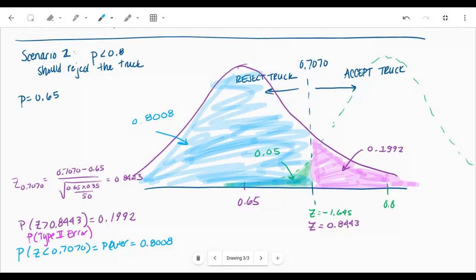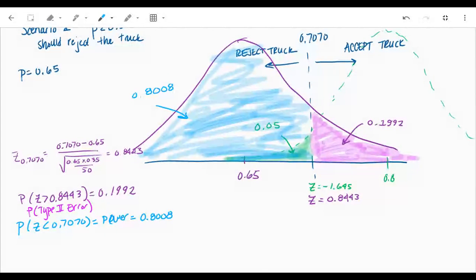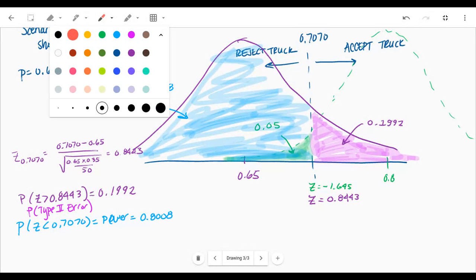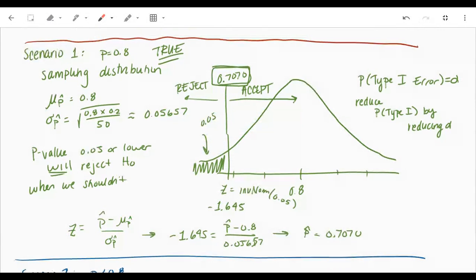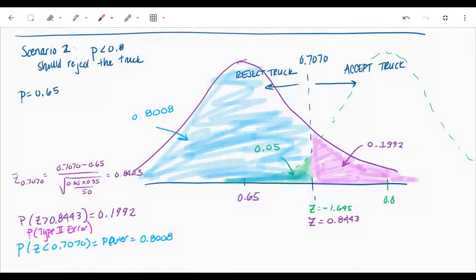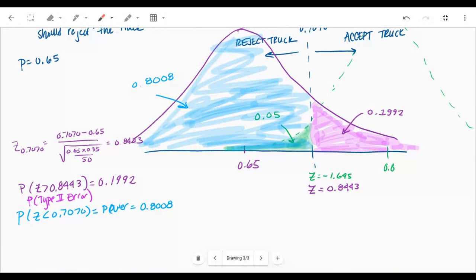We can always, depending on the scenario though, say that we want a higher power. So we want that blue area to be bigger, which would mean the purple area is smaller. So let's write this here. We talked above, how can I reduce the probability of a type 1 error? I can reduce alpha. There's more ways to reduce the probability of a type 2 error.